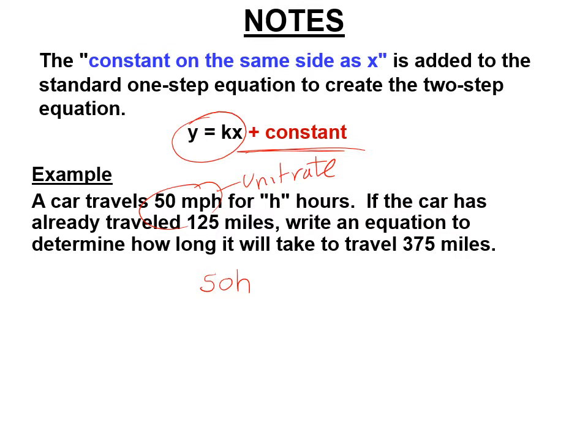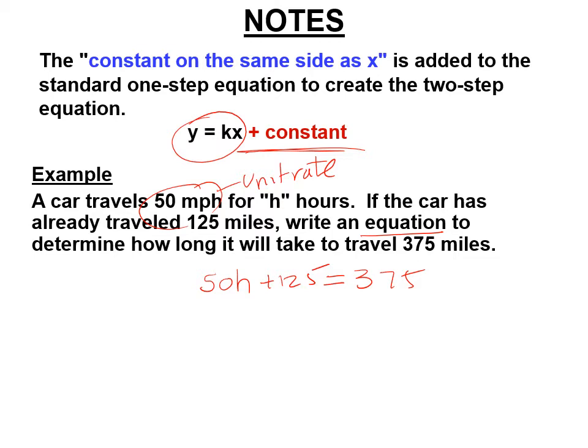Okay, if the car has already traveled 125 miles, this is the constant part, right? That's already happened. Write an equation. We'll have inequalities later, but an equation is an equal sign. And how long will it take to go 375 miles? There's our total. Now this is over here, but it's the same thing, right? It's 50 times the number of hours.